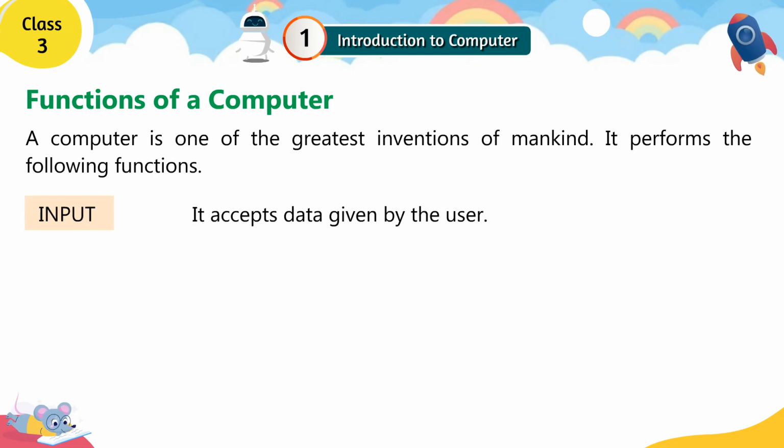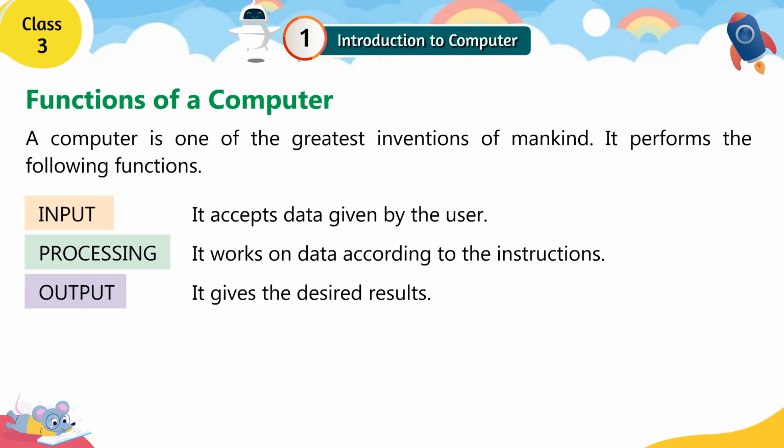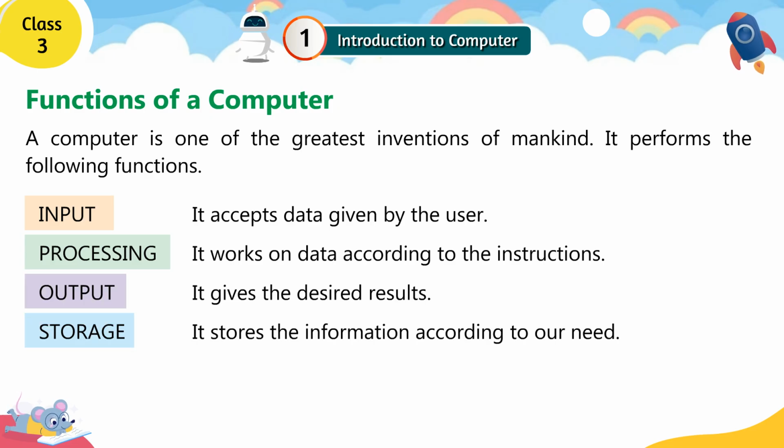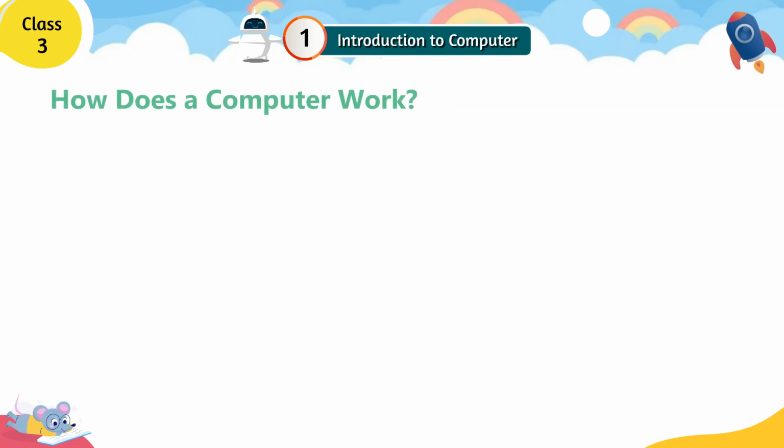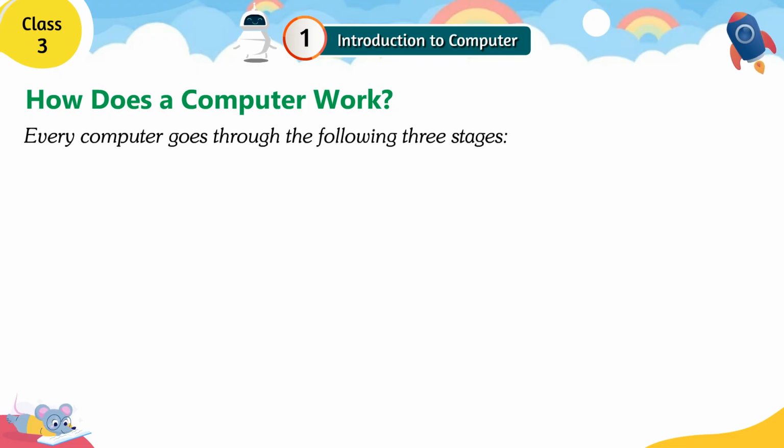Input. It accepts data given by the user. Processing. It works on data according to the instructions. Output. It gives the desired results. Storage. It stores the information according to our need. How does a computer work? Every computer goes through the following three stages.